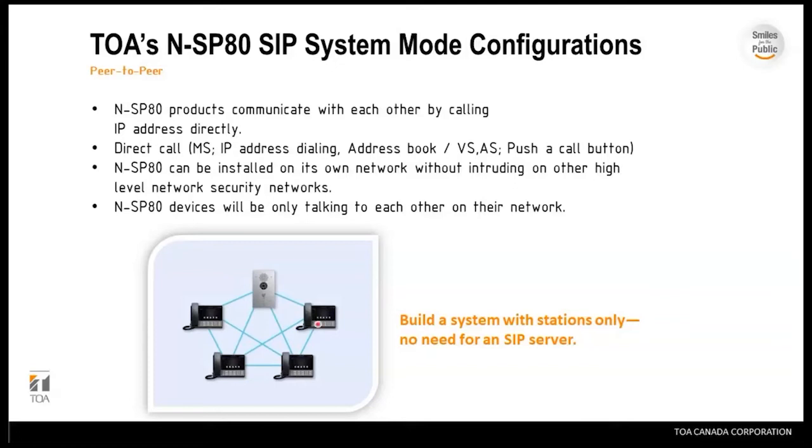So you can see in demonstrations, just directly back and forth. So you can build a system with stations only. No need for a SIP server. So although it is SIP, you can have peer-to-peer communication back and forth to each one of the stations, on a simple switch with PoE. So it can be standalone without a SIP server and not having to reside on an existing network should the facility want that.